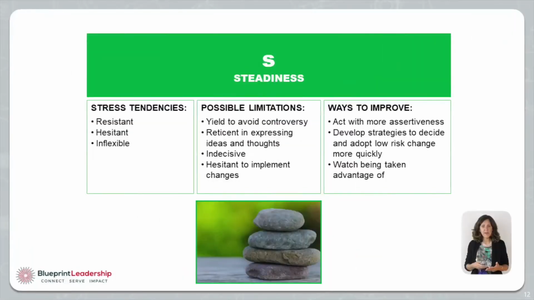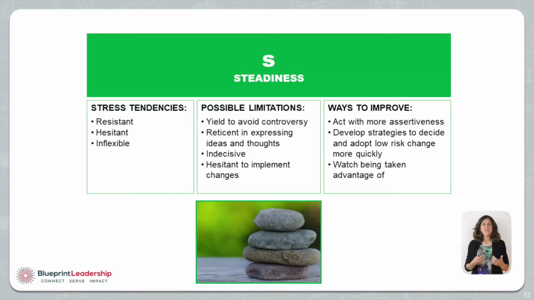For a high S, the stress tendencies that they have tend to be inflexible, hesitant, and resistant. So what happens here is high S's think about things carefully before they make a decision. So once they've made a decision, they're going to come across as being resistant to change. They're going to dig in their heels on certain things because they put a lot of thought and effort into coming to the conclusion that they've come to.